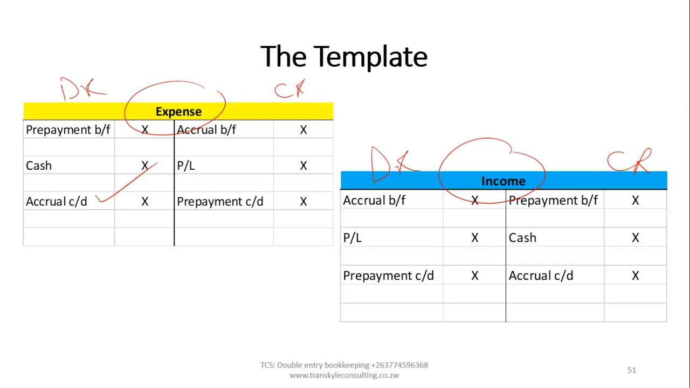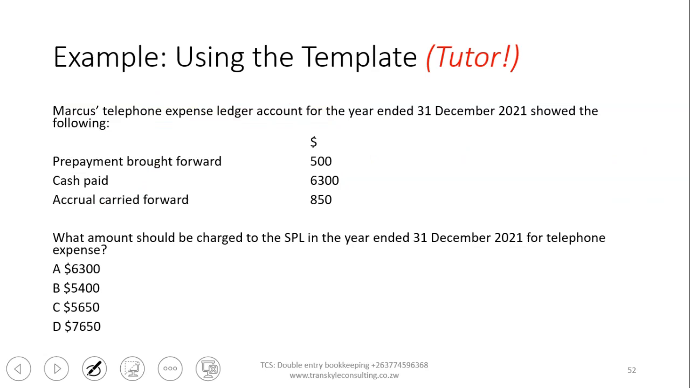So let us do an example to illustrate this further. Marcus' telephone expense ledger account for the year ended 31st December 2021 showed the following: prepayment brought forward 500, cash paid 6,300, accrual carried forward 850. What amount should be charged to the statement of profit or loss in the year ended 31st December 2021 for the telephone expense? Now, we are given those choices.